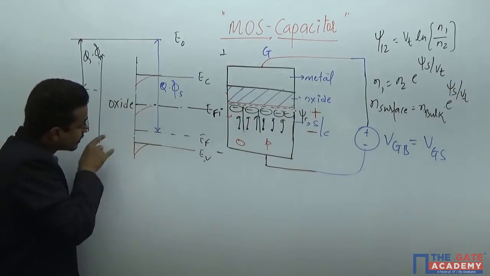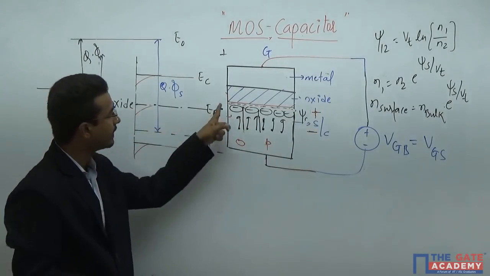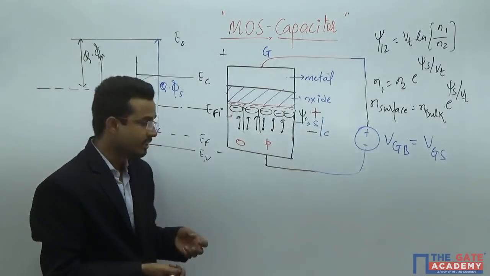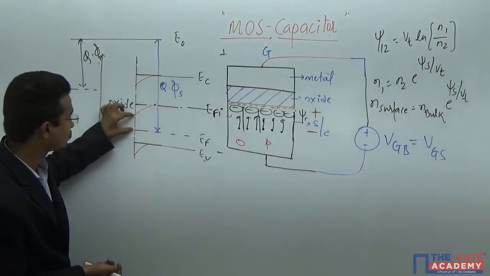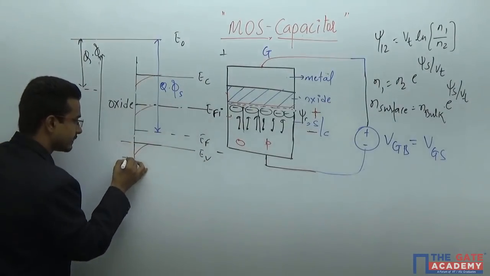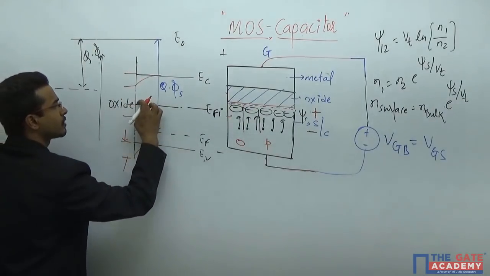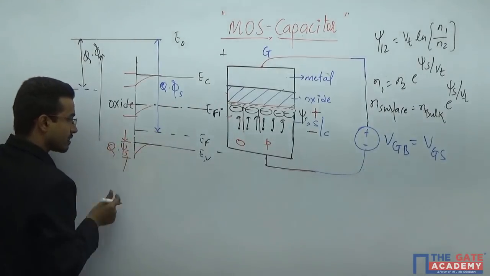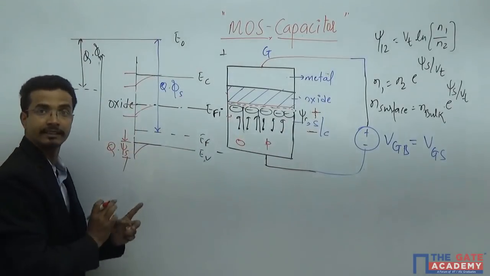And here, the difference between the EF and EV keeps on increasing, because you are making the surface less p-type. Less p-type means this gap should keep on increasing, and this gap should keep on decreasing. This band bending is equal to Q into psi S. Surface potential, whatever potential you develop here, that much bend you will get here.